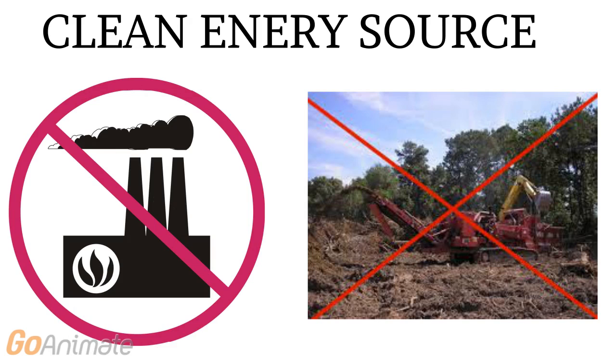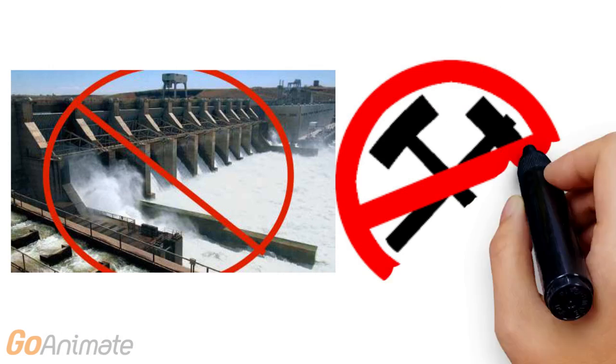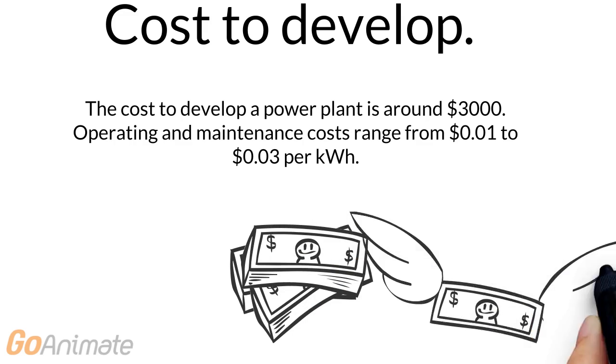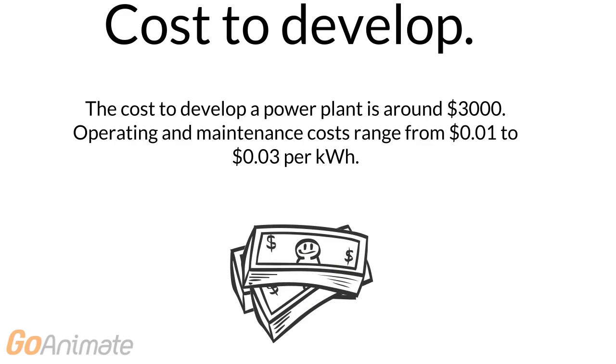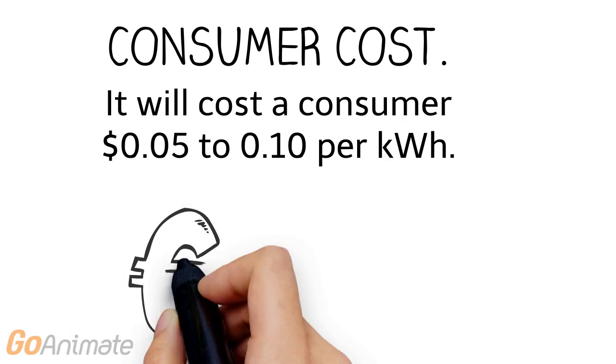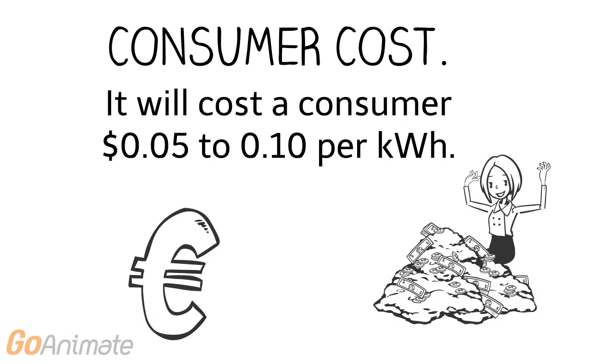The power plants needed for geothermal energy don't need the clearing of land or damming of rivers or mining like other energy resources. When it comes to the development of a power plant for geothermal energy, it only costs around $3,000. After that, the operating and maintenance costs range from 1 cent to 3 cents per kilowatt hour. Also, when it comes to consumer cost, it only costs 5 cents to 10 cents per kilowatt hour.